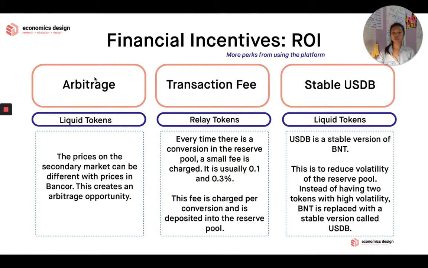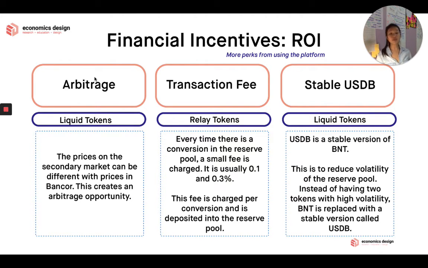The other one is transaction fees. As I mentioned, you get transaction fees every time someone transacts in the reserve pool. So if you have a DAI BNT reserve pool, anytime someone transacts DAI or BNT in the DAI BNT reserve pool, you get a transaction fee. But if you have DAI BNT and someone is transacting a different token, you don't get any transaction fees. You don't get any returns.